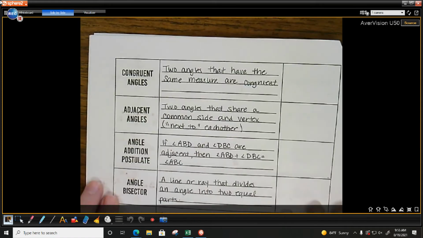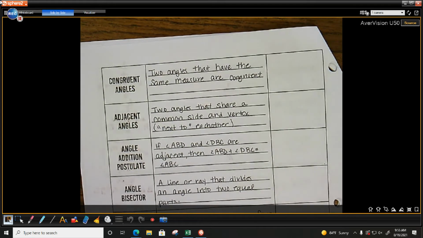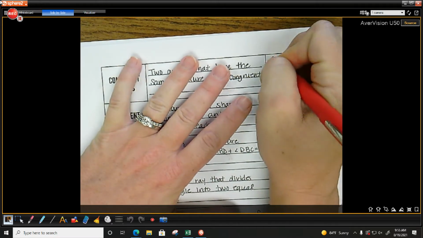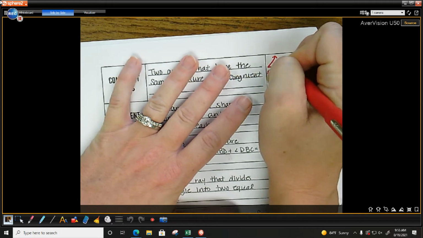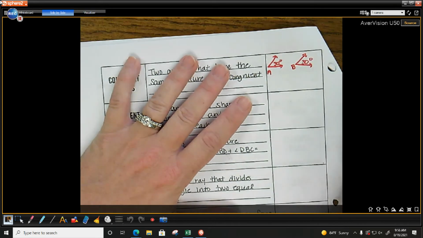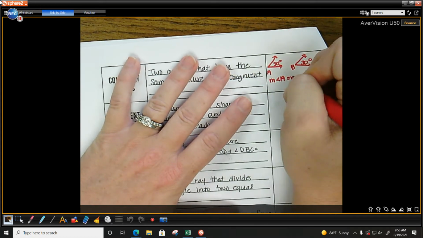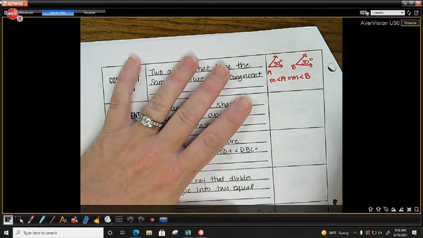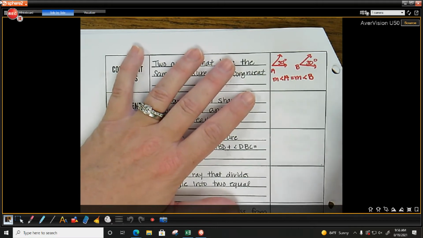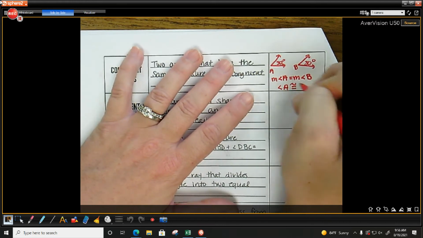Okay. What do you think congruent angles are? Angles that are the same, not same line, but the same amount. So if I have an angle here, this is angle A, and it's 30 degrees. If I have another angle here, and this is angle B, if that's 30 degrees, you can say the measure of angle A is equal to the measure of angle B, because they're both 30 degrees. That's one way to say it. You also can say angle A is congruent to angle B.